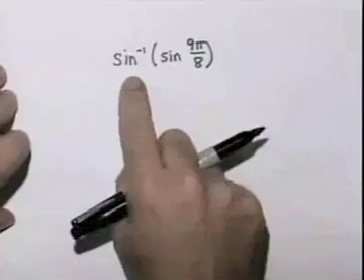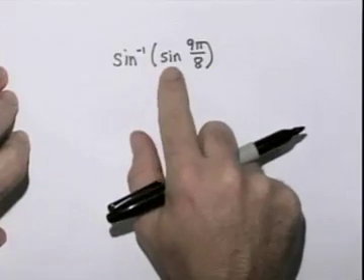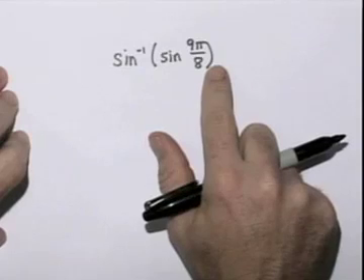Remember, when you have a function and its inverse, to verify that they are in fact inverses of each other, we use the fact that f inverse of f of x has to equal x, where x is in the domain of f, and f of f inverse of x has to equal x, where x is in the domain of f inverse. We can take that idea to try and figure out the value of the inverse sine of the sine of 9 pi over 8.